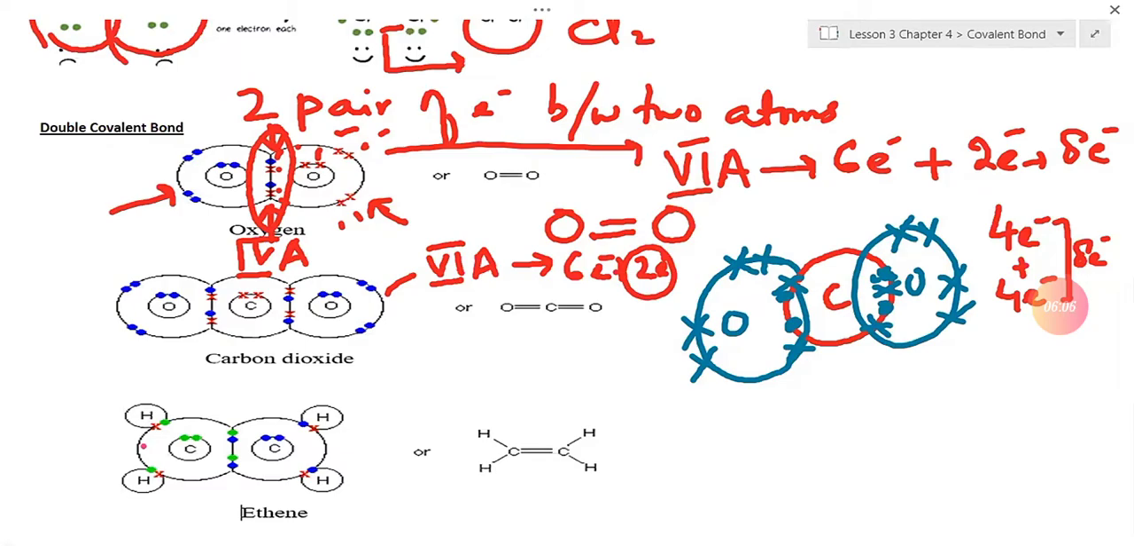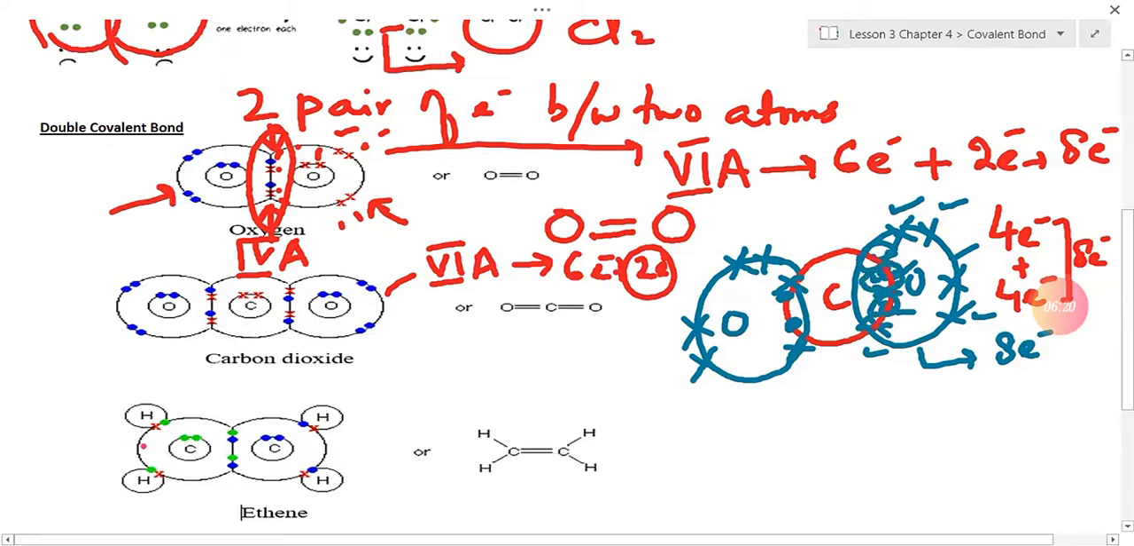By the end of this whole sharing, if we count, for each oxygen the octet is complete. 1 2 3 4 5 6 7 8. The shared pair of electrons will be counted for oxygen as well as for carbon.